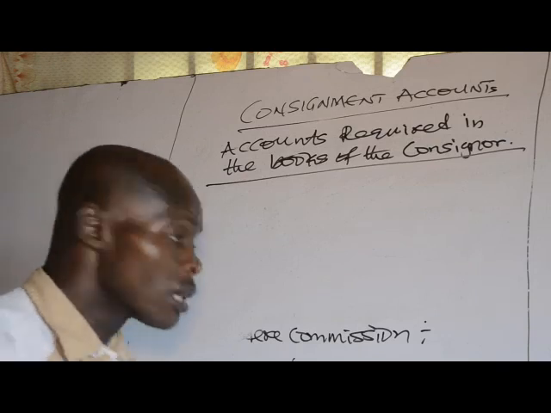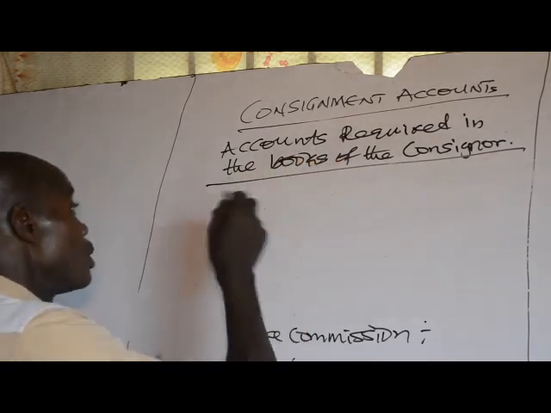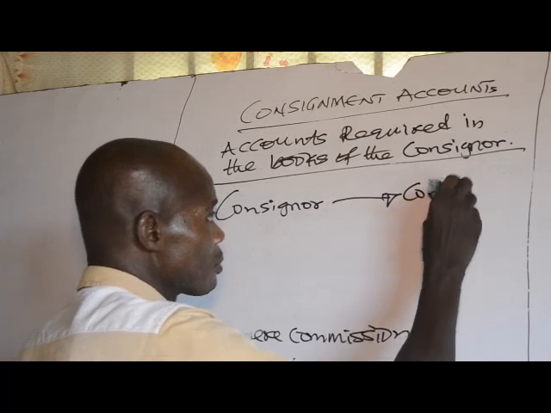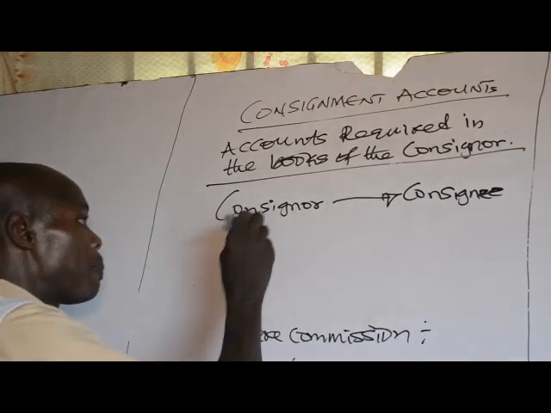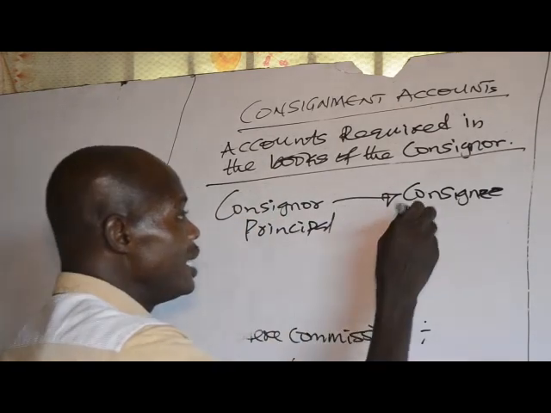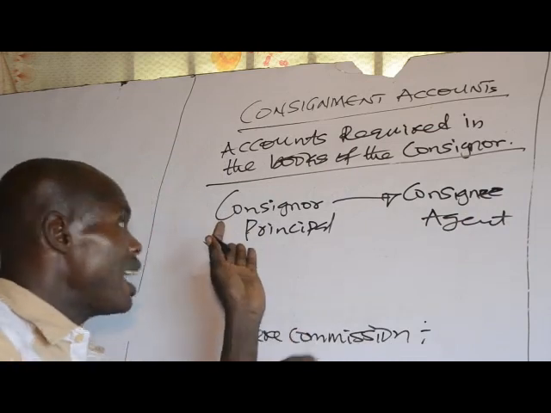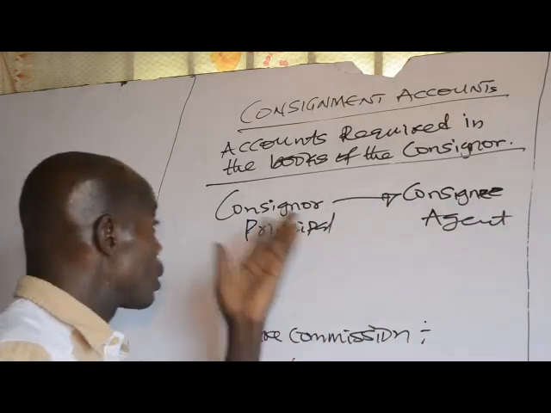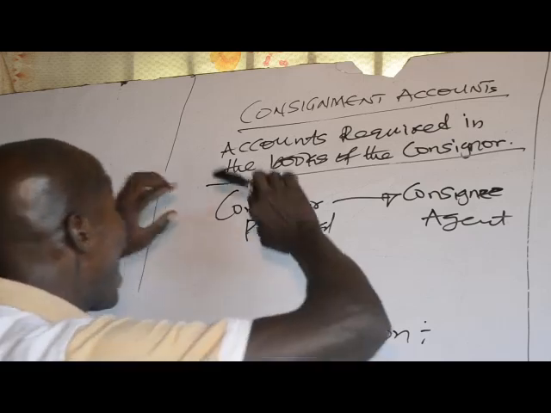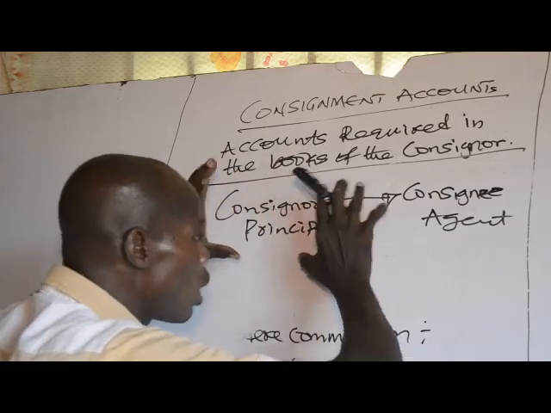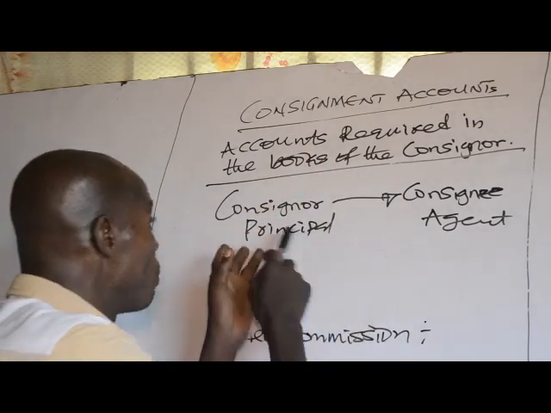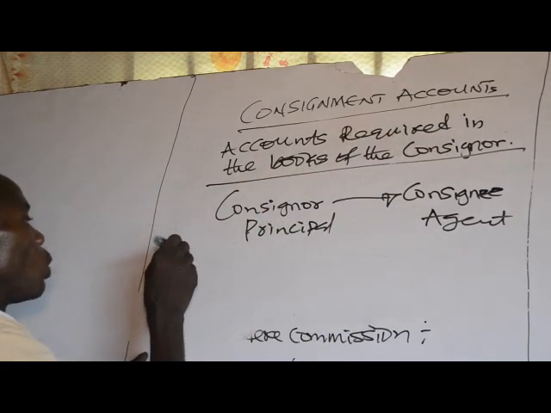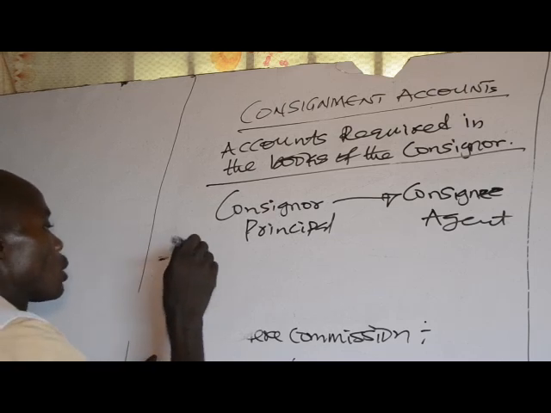I want you to know that the consignor and the consignee, I've told you that the consignor is the principal, while the consignee is the agent. Consignor and consignee are in a form of debtors and creditors relationship. Therefore, in the books of the consignor, you will need to prepare the following accounts. Number one, consignment account.